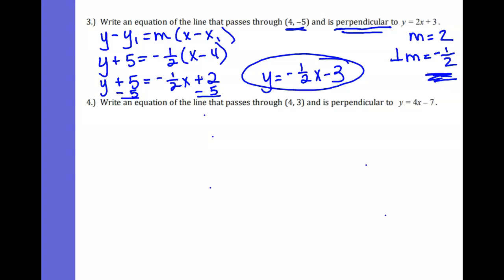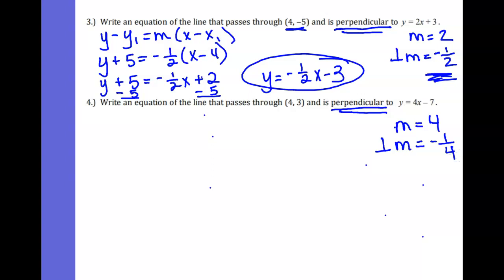Okay, so the next one's very similar to number 3. We're writing the equation of the line that passes through (4, 3) and is perpendicular, keyword, to y equals 4x minus 7. Now these two examples are kind of easy in that they're already in slope-intercept form. If your equation was not in slope-intercept form, you would have to put it into slope-intercept form first to get the slope of the original line. This one's already given to us. Our slope is 4. From there, we figure out the perpendicular slope, which is -1/4, the negative reciprocal.